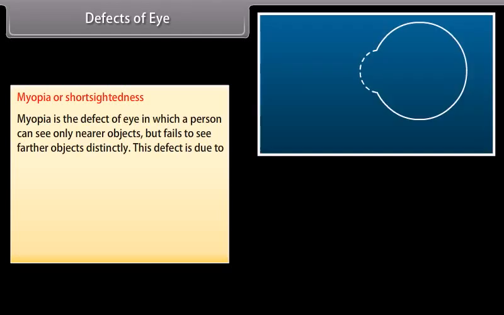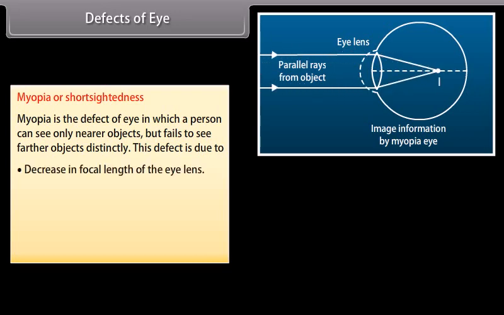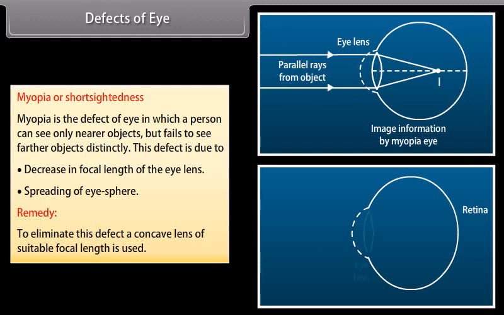Defects of the eye. Myopia or short-sightedness. Myopia is the defect of the eye in which a person can see only nearer objects but fails to see farther objects distinctly. This defect is due to: 1. Decrease in focal length of the eye lens. 2. Elongation of the eye sphere. Remedy. To eliminate this defect, a concave lens of suitable focal length is used.